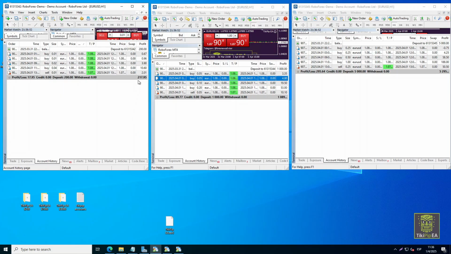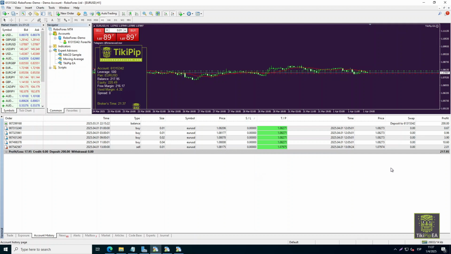Here we have the EA on 3 different accounts with $200, $1,000, and $5,000. Let's see the results of the first day. With a $200 deposit, the bot has earned almost $18 in less than 24 hours and has made 5 trades, all of them profitable. Here you can see the trades the bot has taken and their parameters, such as trade type, lot, buy and sell price, stop loss, and take profit, among others.